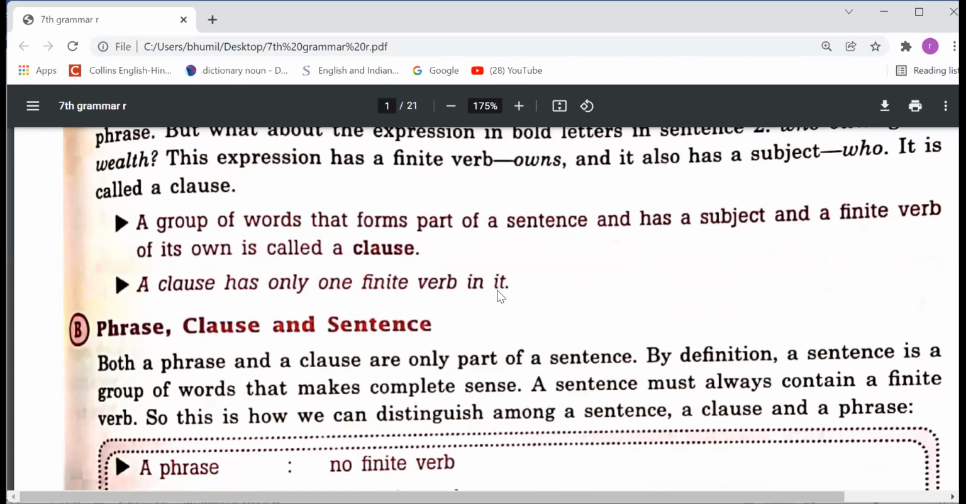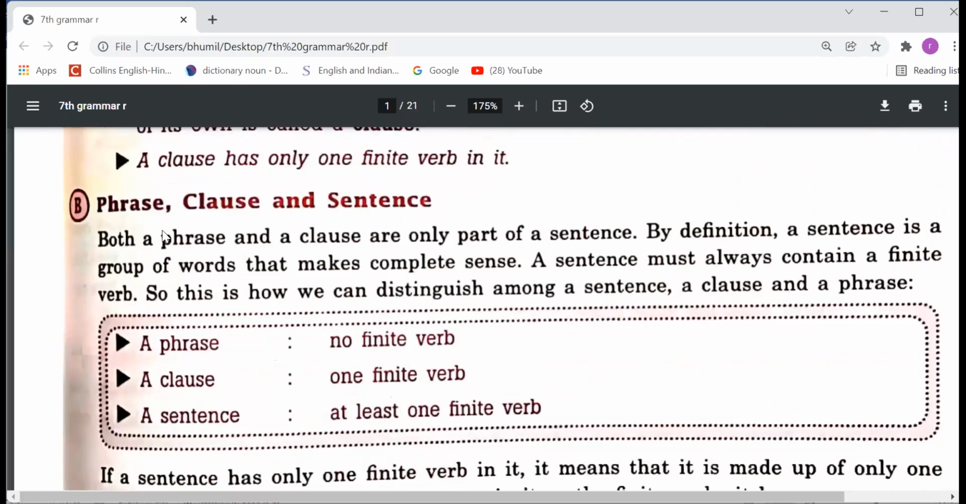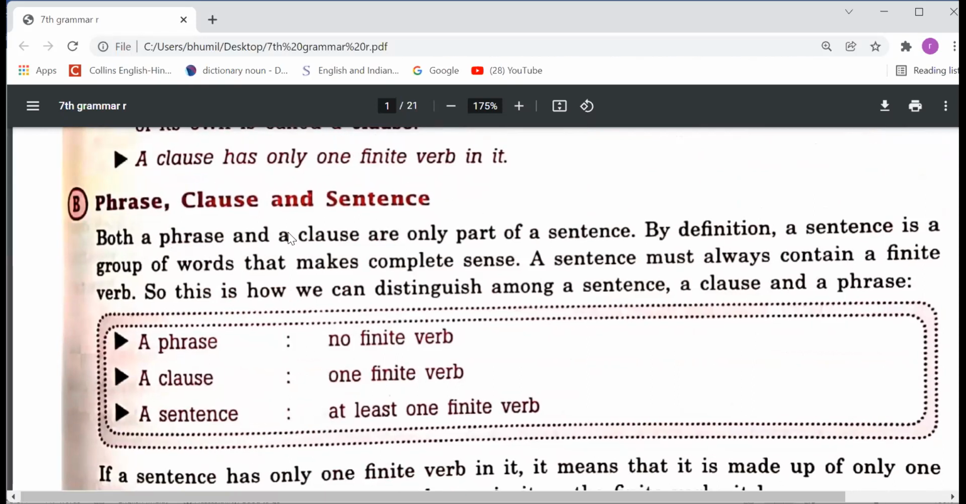If there is more than one subject or more than one finite verb, it means there is more than one clause. Phrase, clause, and sentence: about them, we are going to study. Both a phrase and a clause are only part of a sentence. So clause and phrase are parts of the sentence.